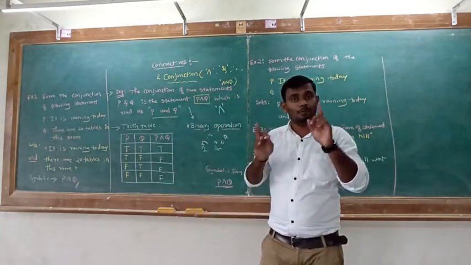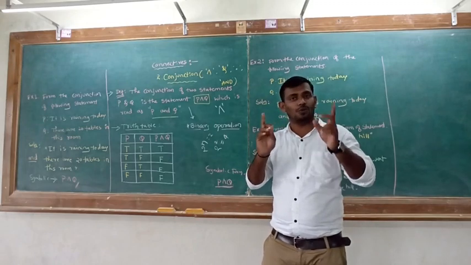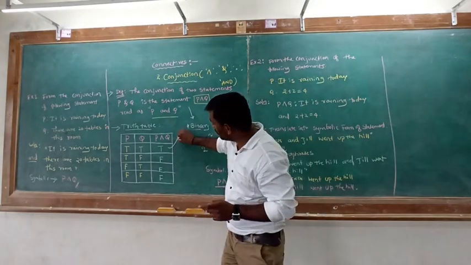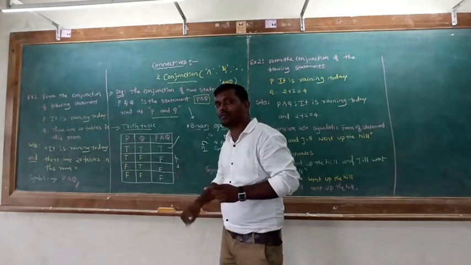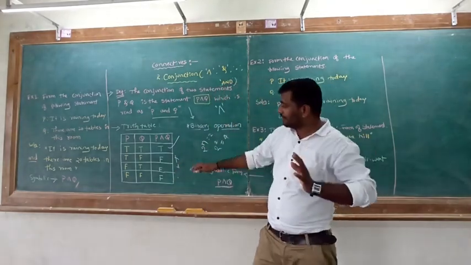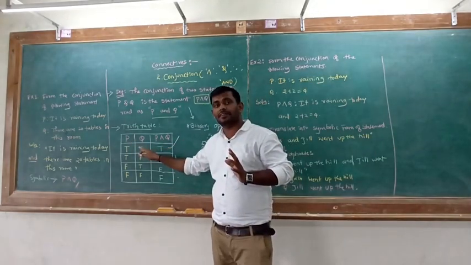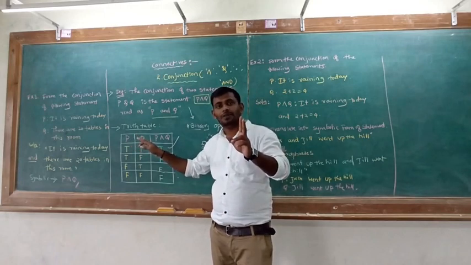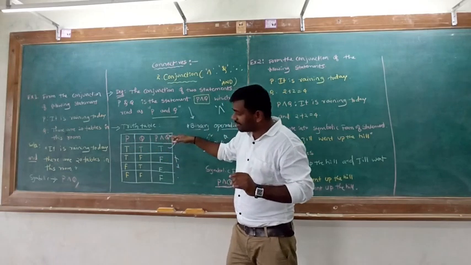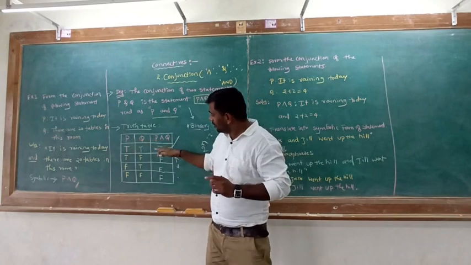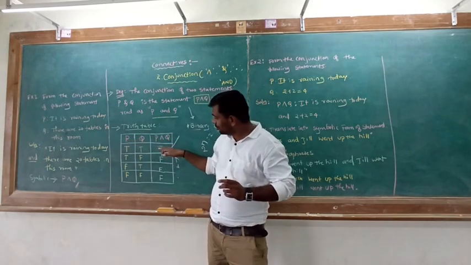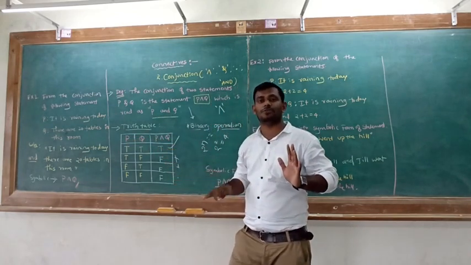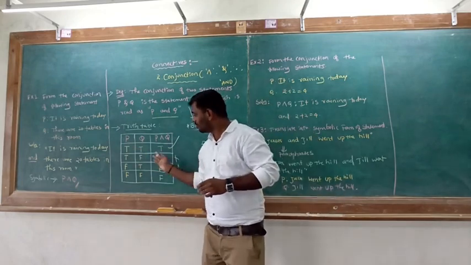Remember, whenever both statements' truth values are true, then only it is true. In all other cases, it will be false only. Remember this: if any two statements are both true, then the conjunction of those statements is true. In all other cases it will be false only. True, false, false.